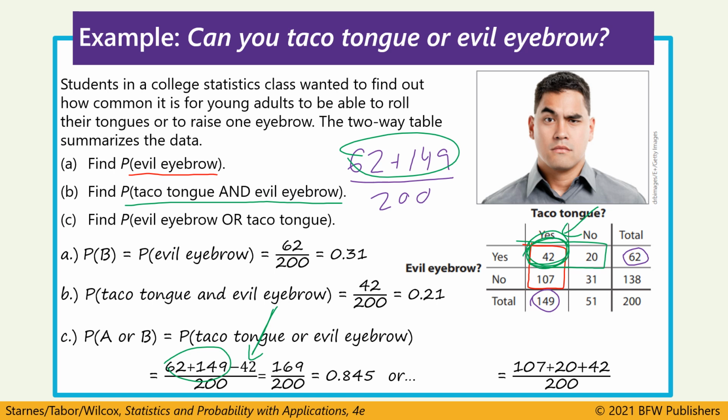We could also do it just logically. If we just look at all of these and say, all right, we have these 62 people who can evil eyebrow, the only other people that we need to add on to that are the 107. So this method and this method will both give us the same results.